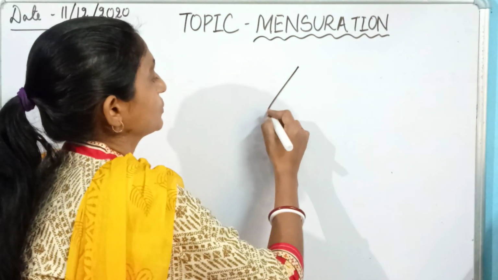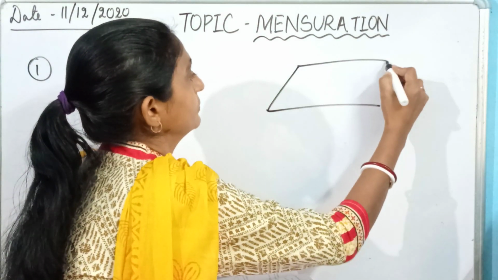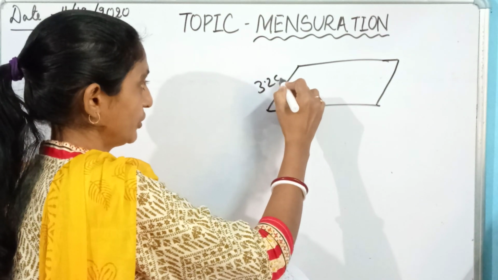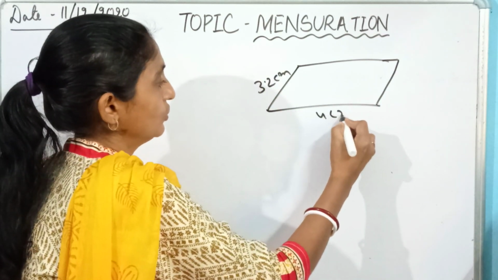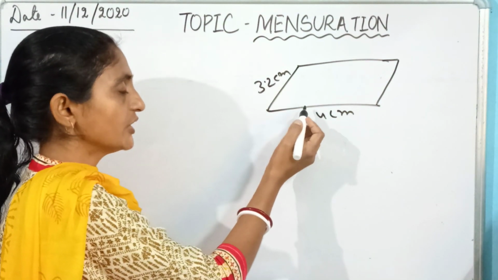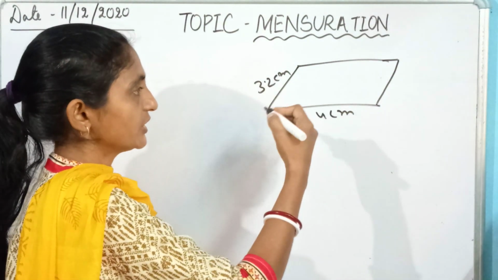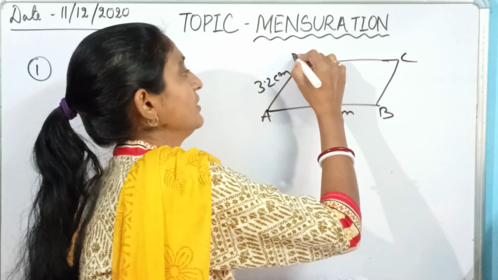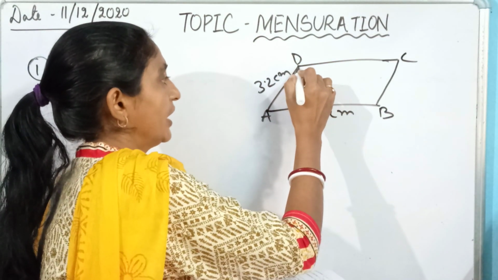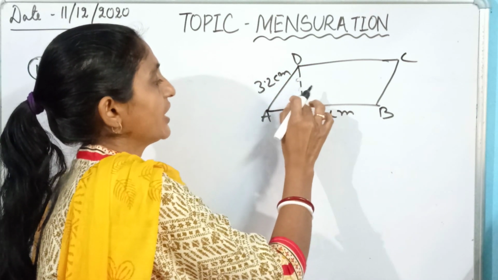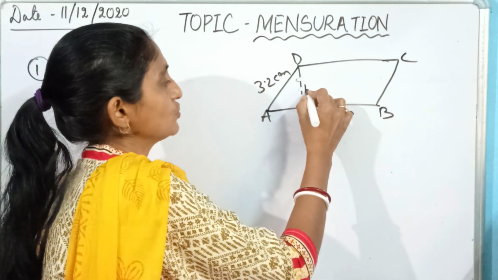It will be a parallelogram. So suppose this side is equal to 3.2 centimeter and this side is equal to 4 centimeter. These two adjacent sides' lengths have been given, but you don't know the length of the height. So let's mark this parallelogram ABCD. Here I am taking this as height 2, and I am marking it as H2.